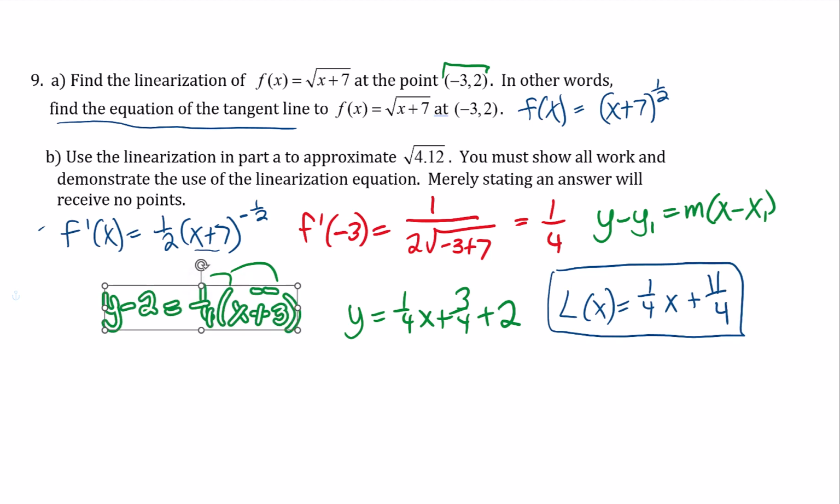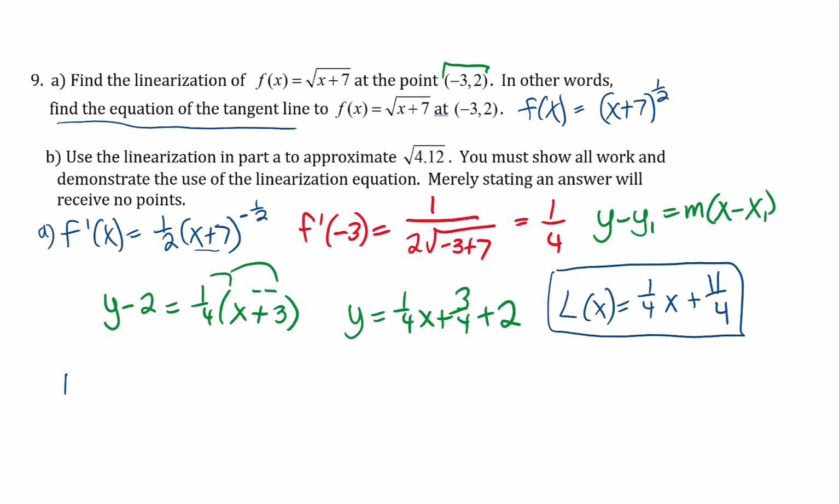So this was all part A, and part B says use the linearization to approximate the square root of 4.12. But what we found the linearization of was the square root of x plus 7. So let's figure out when the 4.12 will equal x plus 7. So what does x need to be?